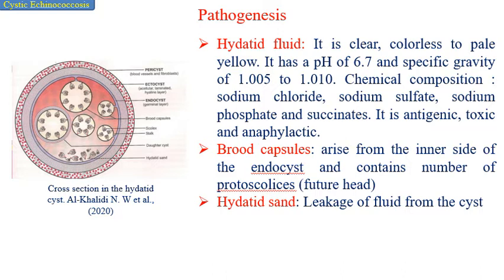Hydatid fluid is clear, colorless to pale yellow. It has a pH of 6.7 and a specific gravity of 1.005 to 1.010. Chemical composition is sodium chloride, sodium sulfate, sodium phosphate, and succinate. It is antigenic, toxic, and anaphylactic. Brood capsules arise from the inner side of the endocyst and contain a number of protoscolices. Hydatid sand is the leaking fluid from the cyst.